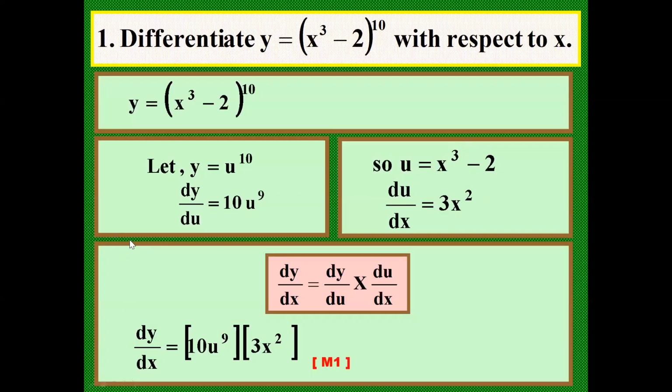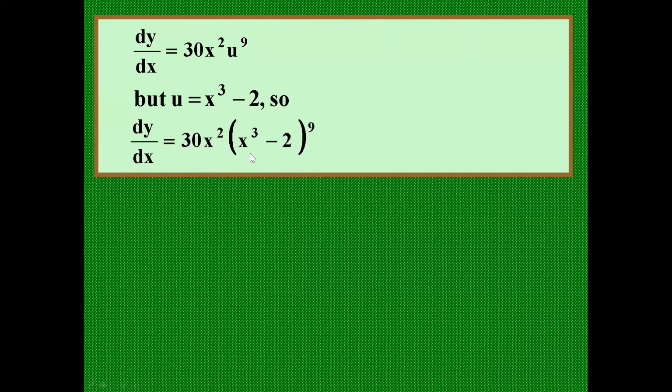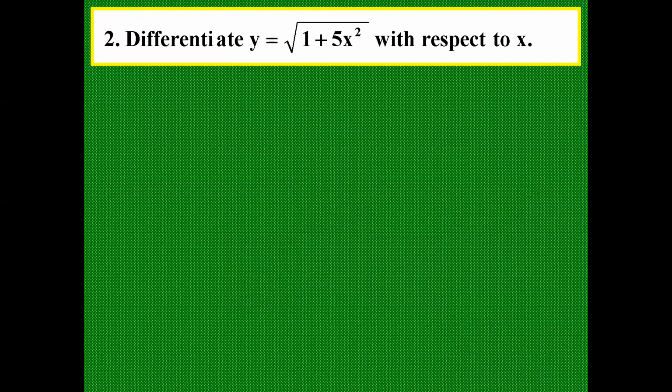All right, now the next step will be simplifying whatever you got just now, and we are going to put back the u. So the u is x cubed minus 2, so we are going to put it back into the question, and that's all. That's the end of it. All right, so that's your answer. Easy, right? Now let's check out the next question.